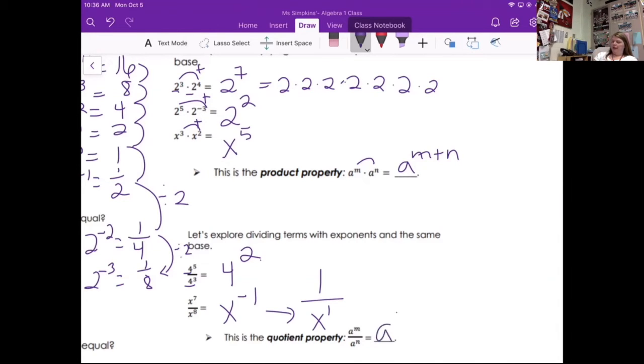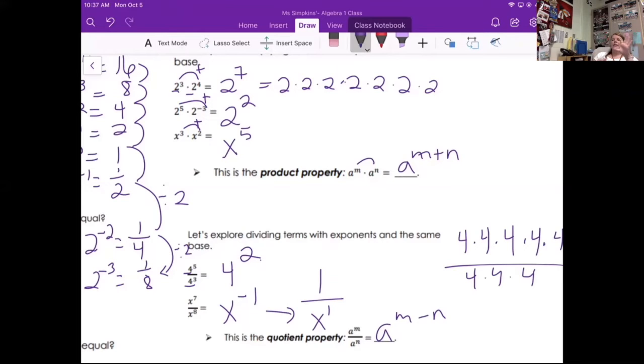So when we're dividing, we want to make sure that we are actually subtracting their exponents. And let me show you what that looks like. So for the first one, I have 5 4s in the numerator. So 4 times 4 times 4 times 4 times 4. In the denominator, I have 3 4s.